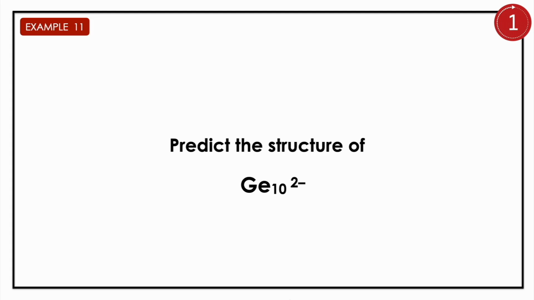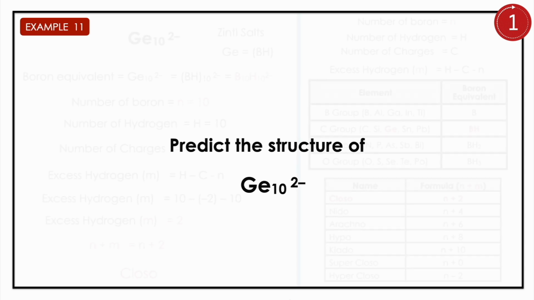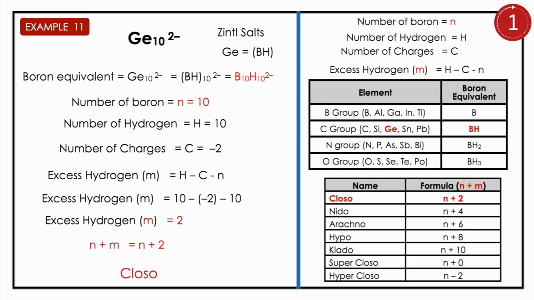Then the next example, here you have germanium 10 times 2 minus dianion. You should find the structure using Wade's rule. The given compound is Ge10 2 minus, technically a Zintl salt. So we should find boron equivalent. Germanium is in the carbon group, so equivalent will be BH. If you substitute the BH for germanium, the formula becomes (BH)10 2 minus. If you rewrite it, it will be B10H10 2 minus. The compound becomes simple borane, so we apply the Wade's rule.